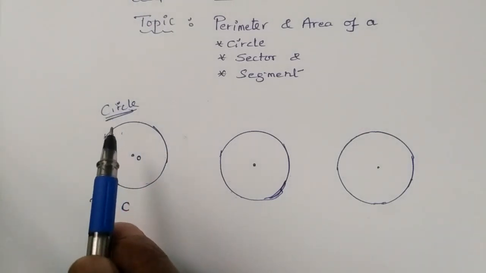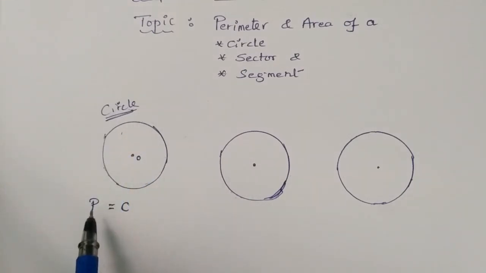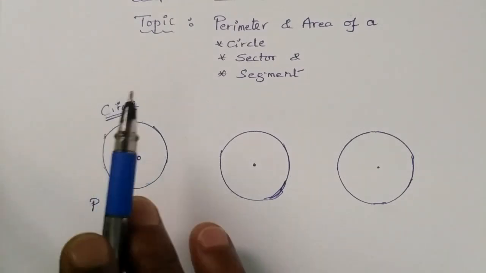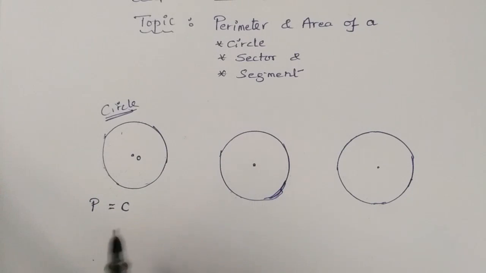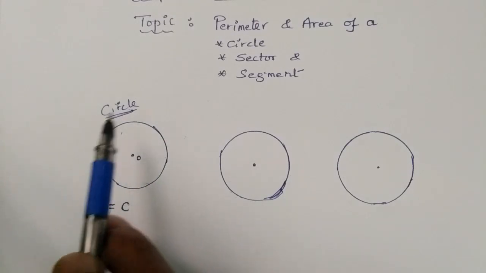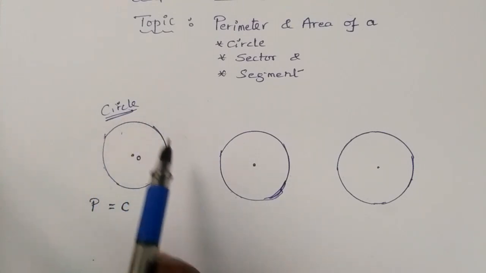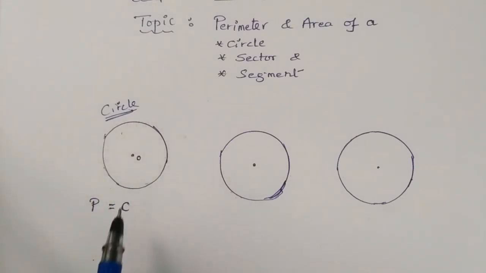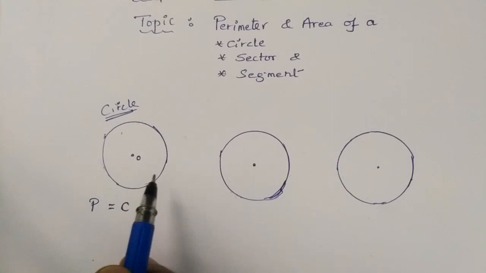When we go for plane figures, that is square, rectangle, triangle, we use only the word perimeter. Perimeter is the outer boundary, the sum of all the three sides or four sides, however many sides the given plane figure has. But for the circle, this perimeter is in the shape of a curved line. So perimeter and circumference are both the same for a circle. Whether the question asks to find the perimeter or the circumference of the circle, the formula is the same.